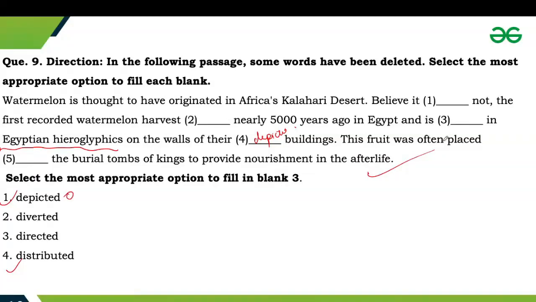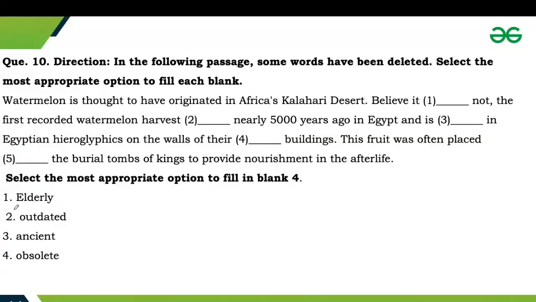Here, outdated is referring to... Second one, outdated, as these carvings are an important part of history till date. So they cannot be obsolete, as they are not useless. Calling them ancient would be the most appropriate, as it refers to something that belongs to the distant past. So we will prefer option number 3.